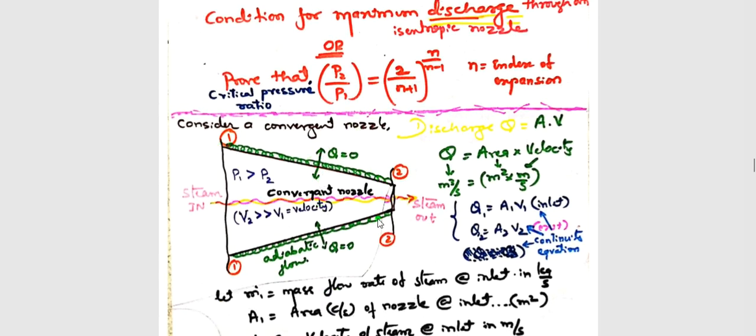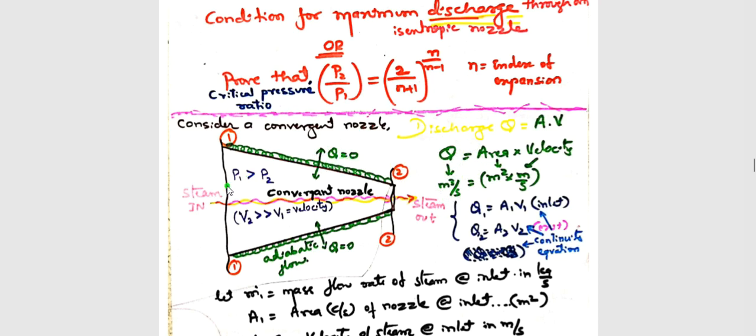The convergent nozzle is insulated throughout. So when it is insulated, it is understood that heat exchange between the system and the surroundings is 0. So on both sides we have taken Q is equal to 0. And dear students, don't get confused between this Q and the discharge Q. This is the volume flow rate of steam, unit is meter cube per second. This is the heat transfer rate, which we assume to be 0.